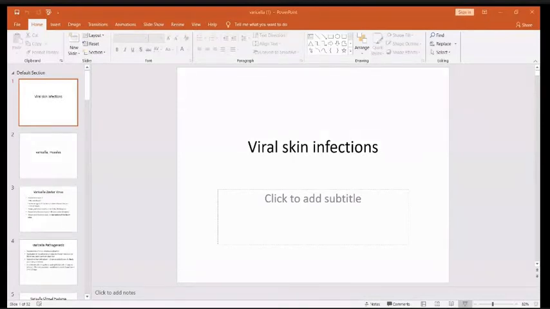Some of the common viral skin infections include varicella. Varicella infection means chickenpox infection. So you know what chickenpox is. It is a viral infection, and in Nepal it is known as chickenpox.